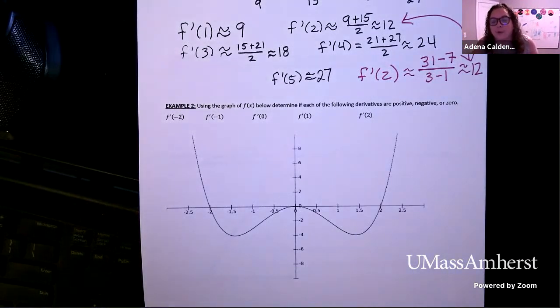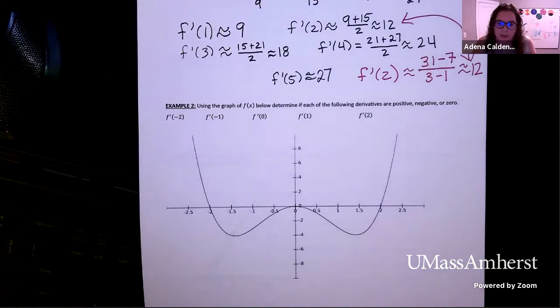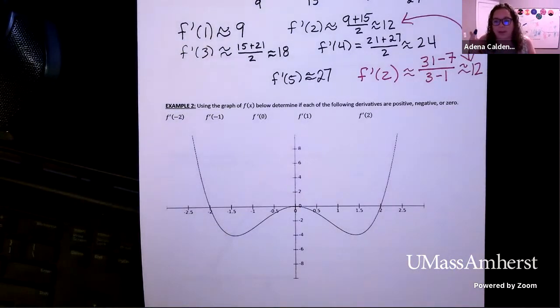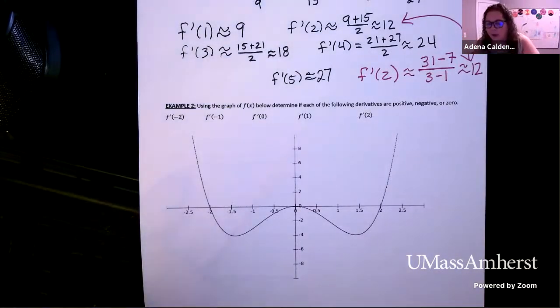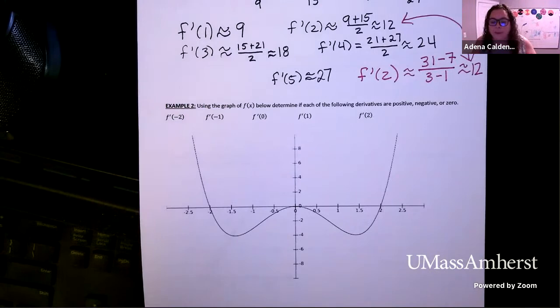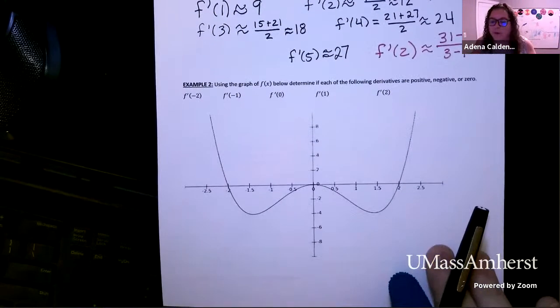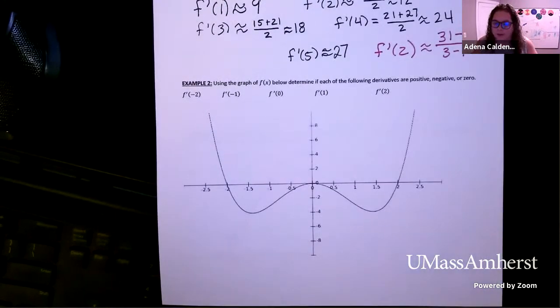And so what we want to do for each of these is determine if the derivative value will be positive, negative, or 0. We are not looking for the number, so I'm not looking for -5. I just want to know, is it positive, negative, or 0? And so what we want to do is connect this back to the tangent line. So we'll do the first one together, and then I'll have you try the others.